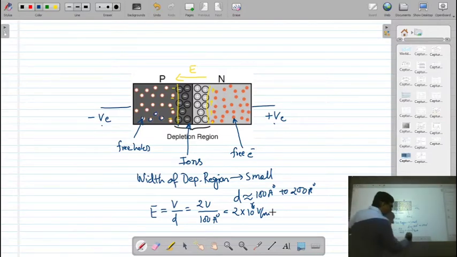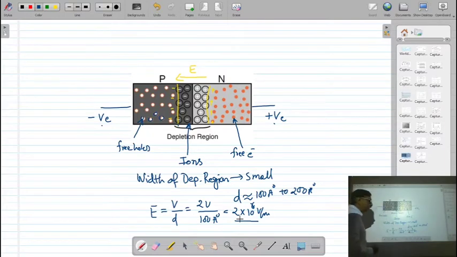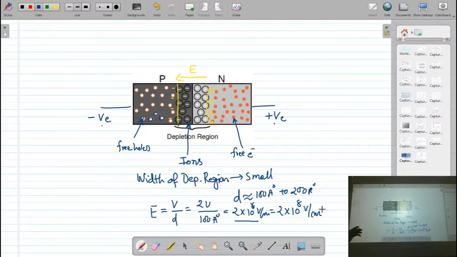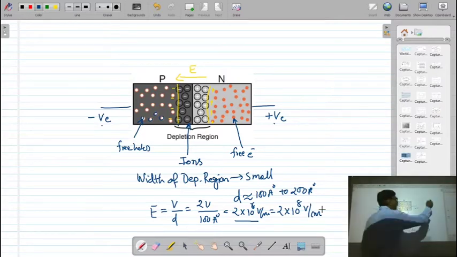So this electric field is 2 into 10 raised to 6 volt per meter, or you can say it is 2 into 10 raised to 8 volt per centimeter. So when we apply the reverse bias voltage, then the electric field across the depletion region is very high. Now due to this, what will happen?